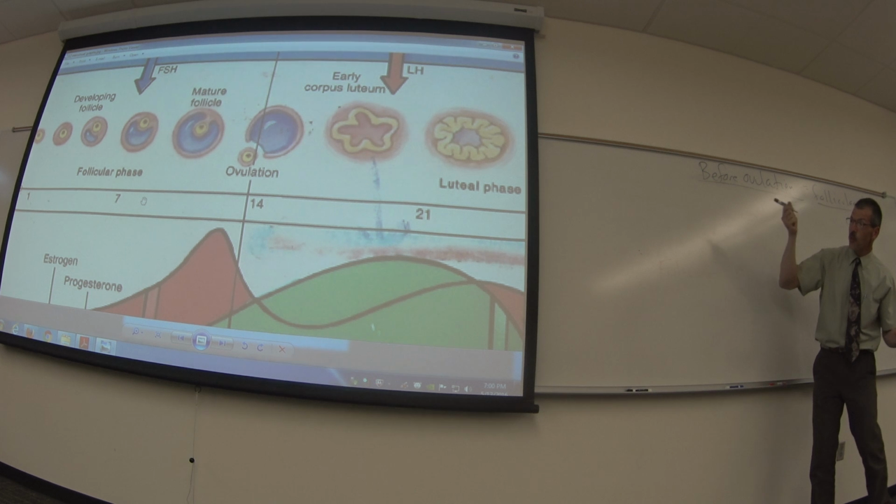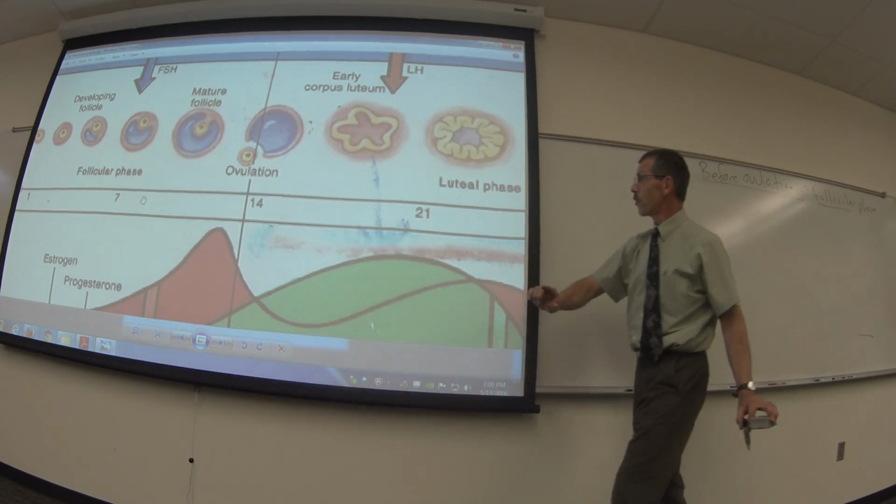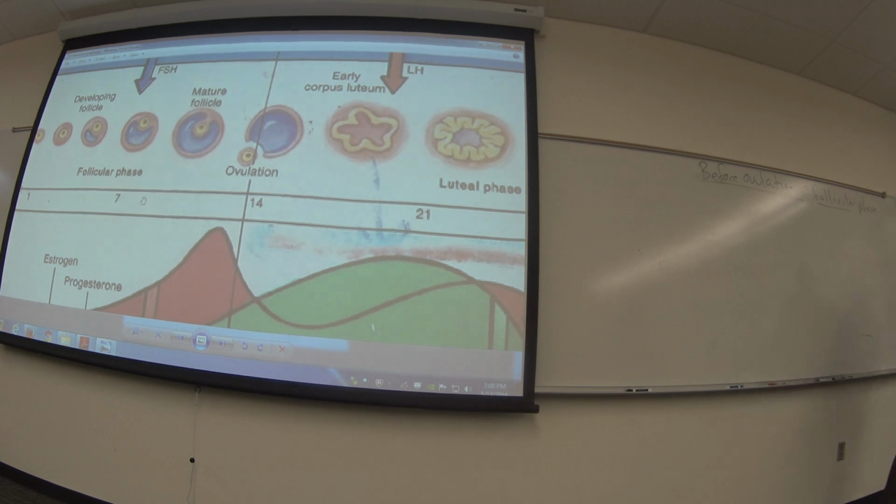Because ovulation is this line, what do we call it after you ovulate? Luteal phase. Can you guess why we call it luteal phase? That's where the corpus luteum is, right? The corpus luteum is after ovulation. So that's the phase for corpus luteum. That's the phase for follicles. Everyone with me? All right, so now we're going to go back through it again.